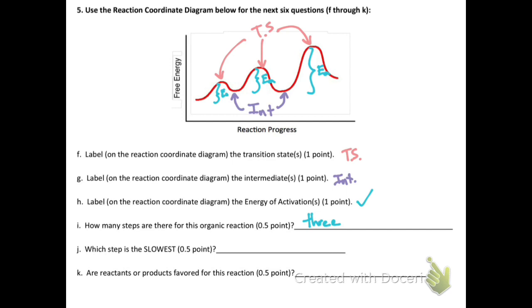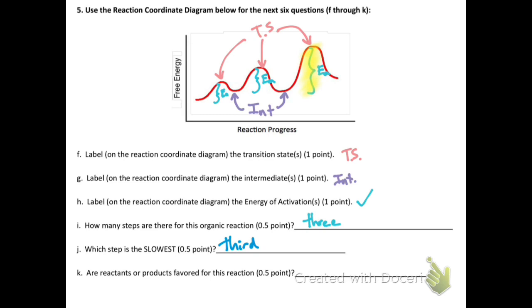Which one is the slowest? So the slowest is going to be the one with the greatest activation energy. Again, going back to that analogy about a hill, the larger the hill, the longer it's going to take to roll over it. So this one here is going to be our slowest step. So the 3rd step is going to be the slowest.